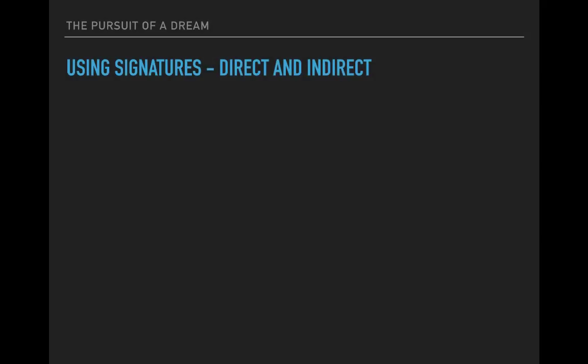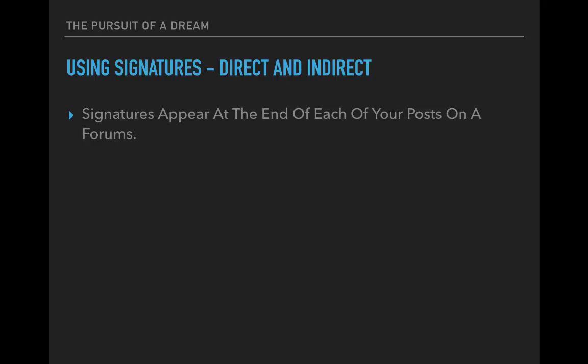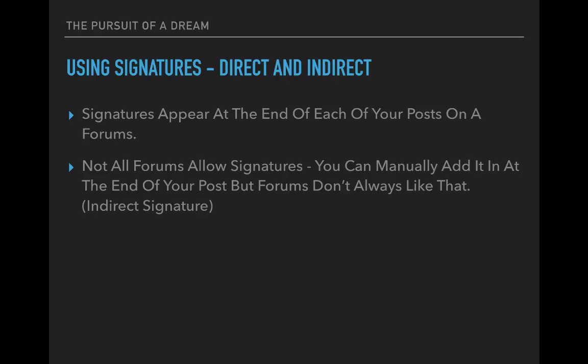So let's talk about using signatures, direct and indirect ones. Signatures appear at the end of each of your posts on a forum. Not all forums allow signatures. You can manually add it in at the end of your post, but some forums don't like that and you might get banned for it, so you've got to check their rules.